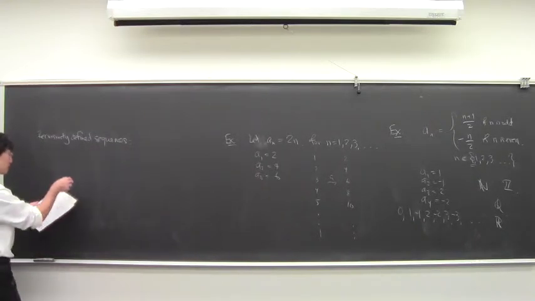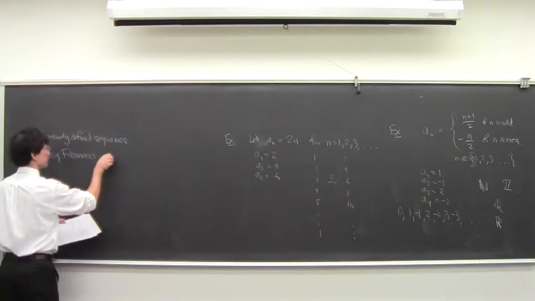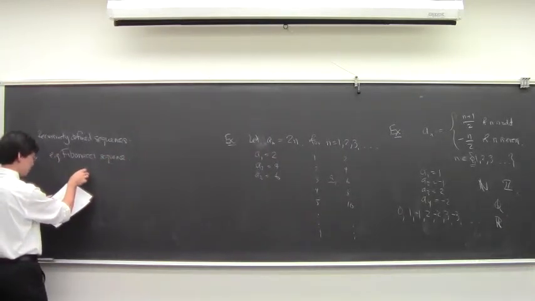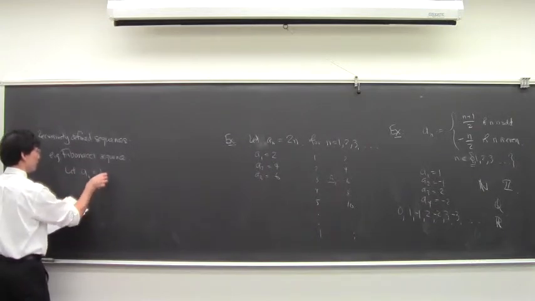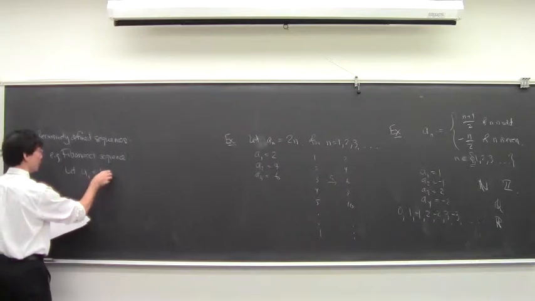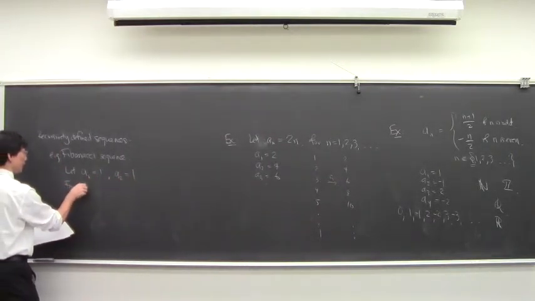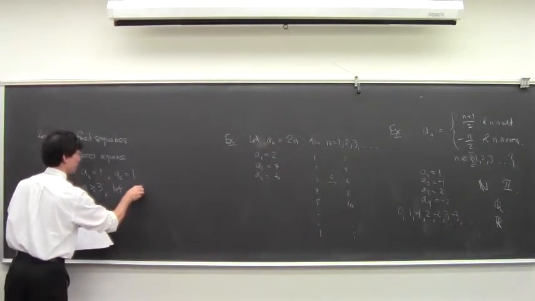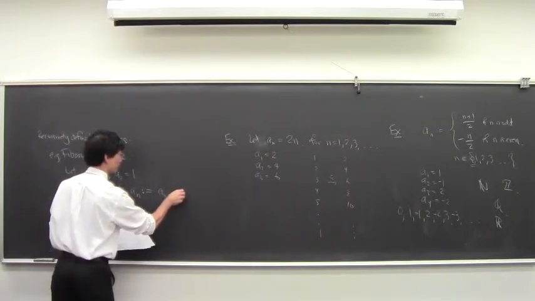The most famous example is the Fibonacci sequence. The way you define it is you let the first element be 1, so let a sub 1 be 1, let a sub 2 be 1, and then for n bigger than or equal to 3, let a sub n be defined as the sum of the two preceding ones.